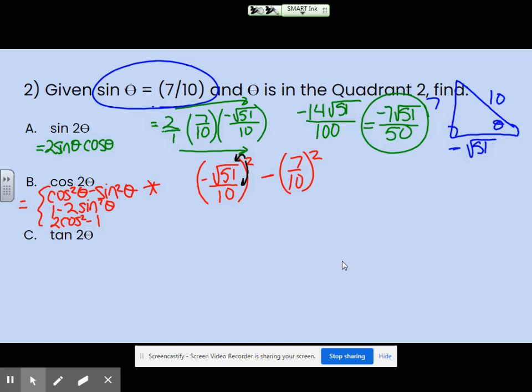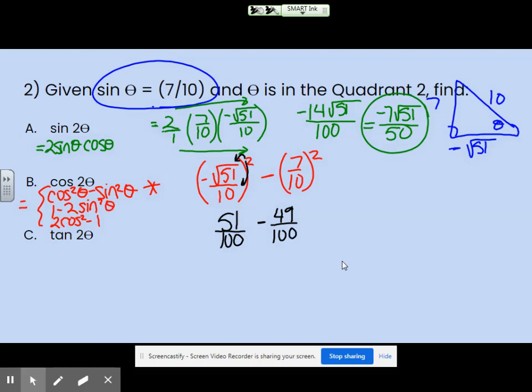So negative radical 51 squared. Now I know a negative times a negative is a positive, and squaring is the opposite of taking a square root. So if I square a square root, I have whatever is underneath it. So I'm left with a positive 51 in the numerator. 10 squared is still just 100. That subtraction sign is just coming along. 7 squared is going to be 49 over that 10 squared, 100.